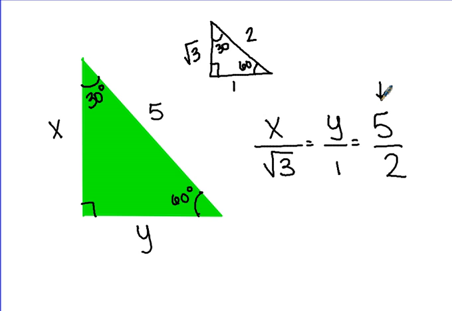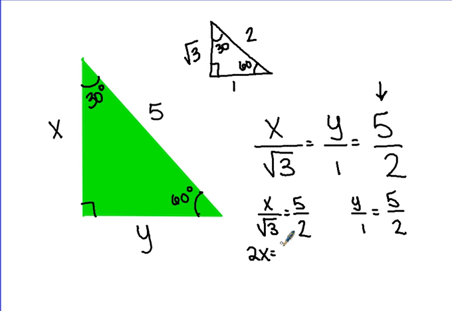So we're going to have x over square root of 3 equals 5 halves, and we're going to have to cross multiply to find x. And we're going to have y over 1 equals 5 halves. All right, and from there you guys should know how to solve. We cross multiply and divide. So here we have 2 times x gives me 2x. 5 times the square root of 3 gives me 5 root 3. And to solve for x, we divide by 2. So x is equal to 5 root 3 over 2.